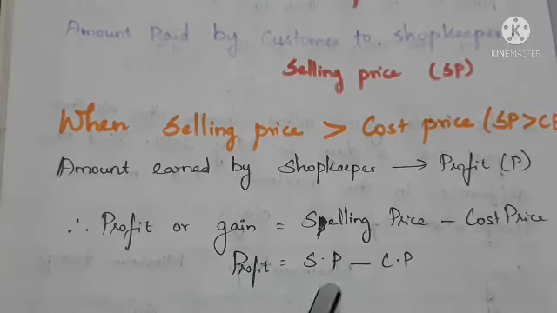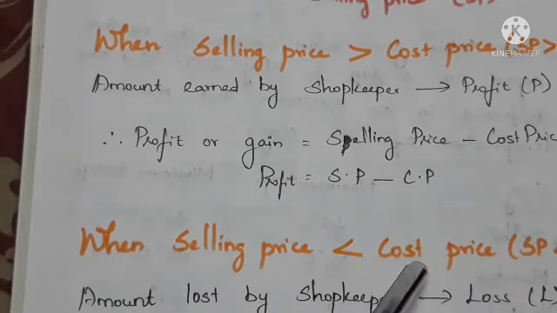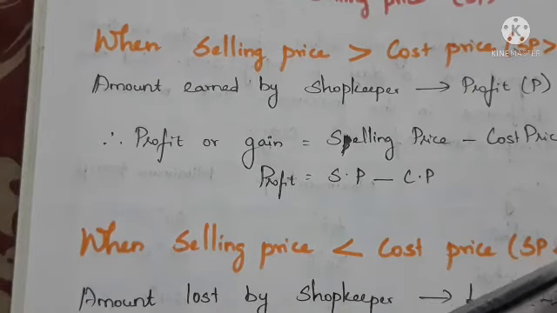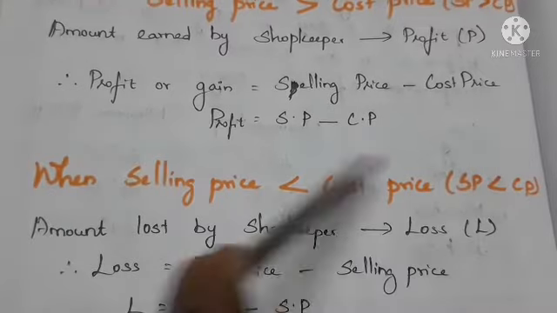Profit is equal to SP minus CP. This is the formula for profit. Next, when selling price is less than cost price, in short we can say SP is less than CP.